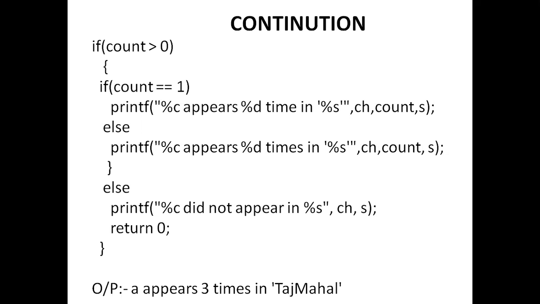Else, if it is not there, what I will do is print that the character is not there in the string. I will tell the last one. You can see the else condition: "%c did not appear in %s". For example, if I am searching for P for pink in Taj Mahal, what will be the output? P did not appear in Taj Mahal. That will be the output.